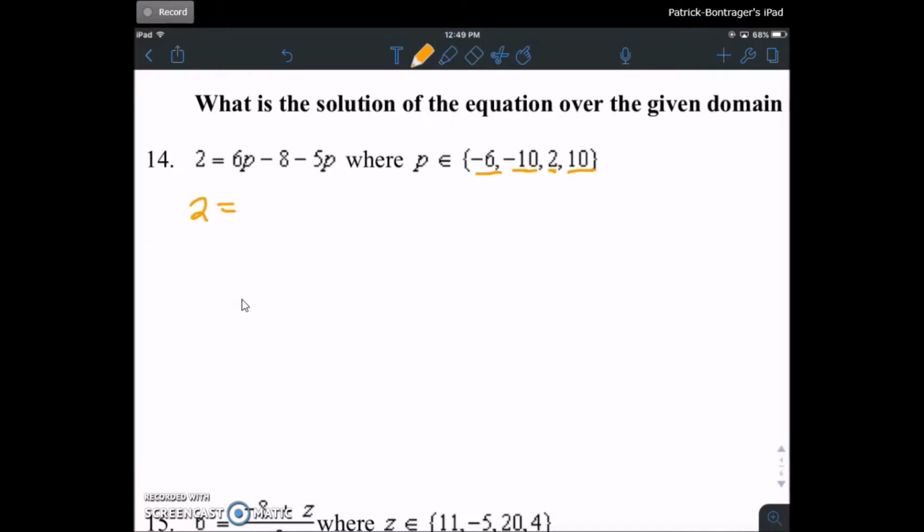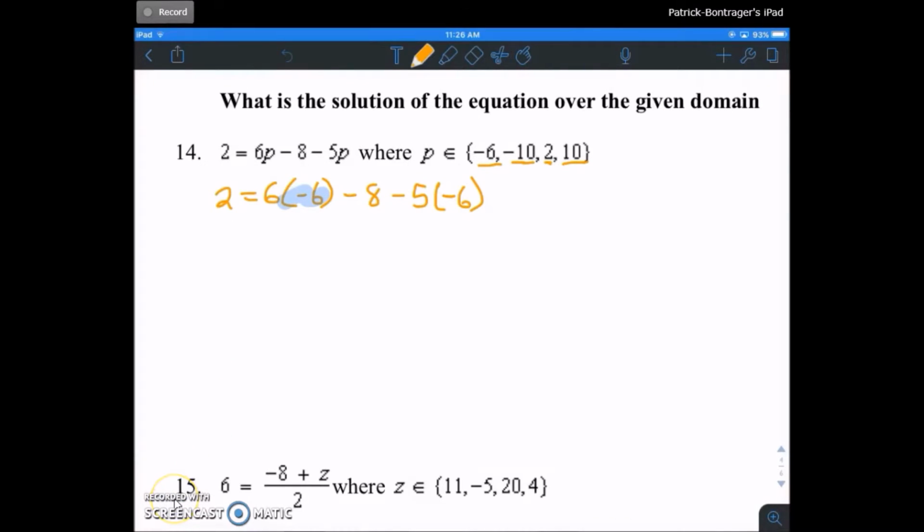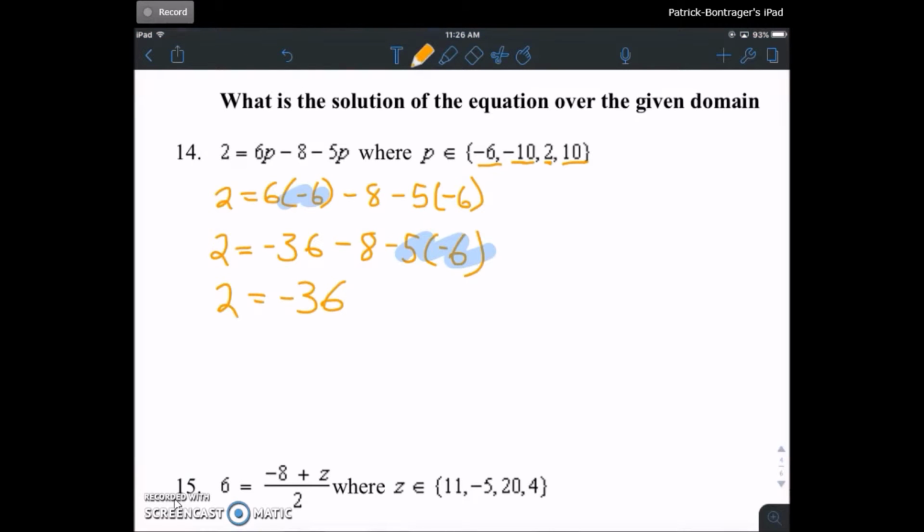So 2 equals 6 times -6 minus 8 minus 5 times -6. Again, we're going in order of operations. So I'm going to do this first. 6 times -6 is -36. Again, continuing order of operations, we have some more multiplication to do. So you have -36 minus 8. -5 times -6 is positive 30, so it's plus 30.